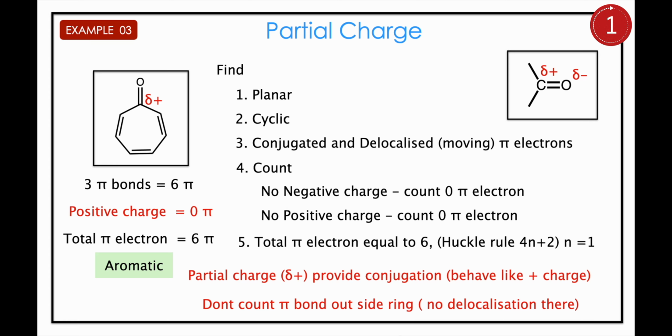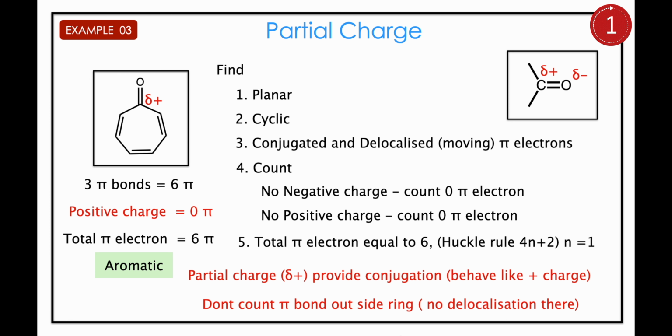So we will go step by step. The compound is definitely planar. All are sp2 carbons. Then it is cyclic, conjugated with delocalization. Partial positive charge provides delocalization. If you count pi electrons, there are 3 pi bonds. The carbonyl pi bond is outside the system, so we don't count it. So totally 3 pi bonds, 6 pi electrons. Positive charge, we don't count it. So total pi electrons are 6. According to Huckel rule, it is a 4n plus 2 pi system, that is n equals 1, 6. So it is an aromatic compound.